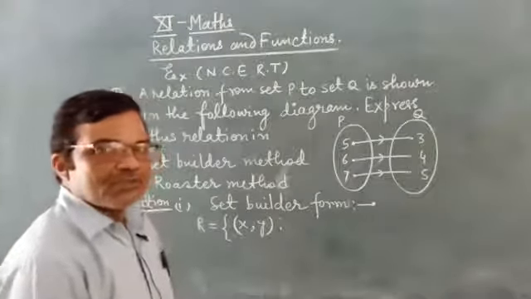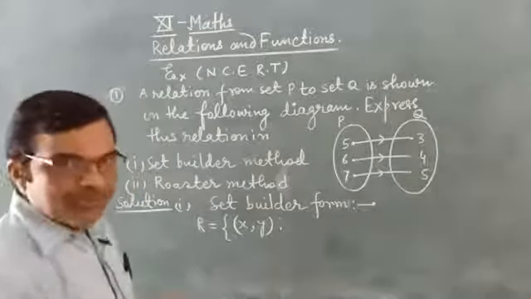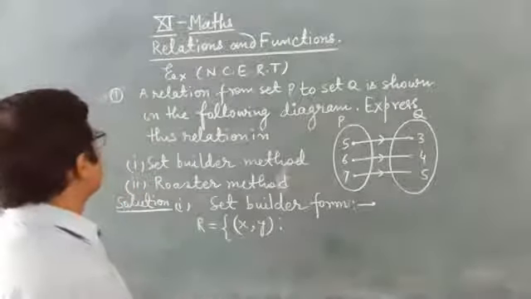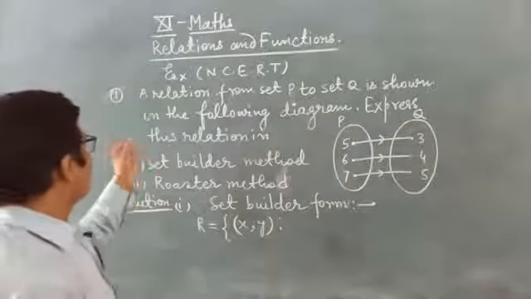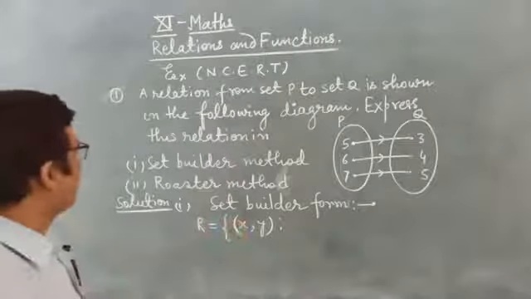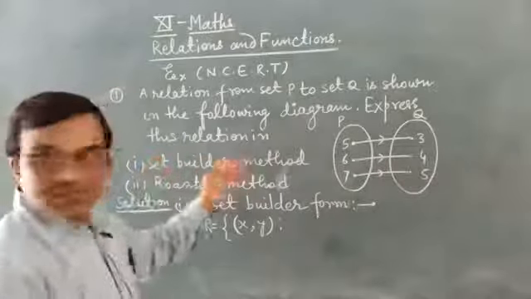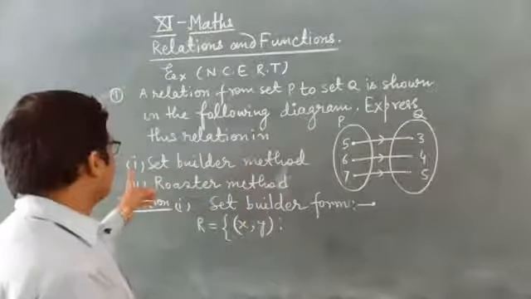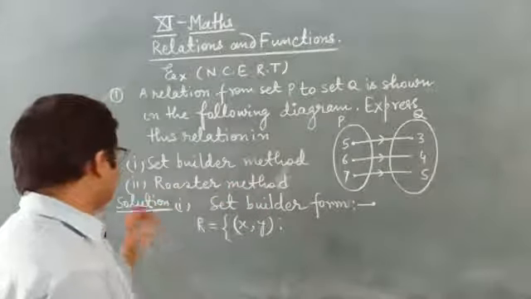Hello students. Today in class first year maths you have chapter relations and functions and question from exercise. First, a relation from set P to set Q is shown in the following diagram. Express this relation in first set builder method, second roster method.